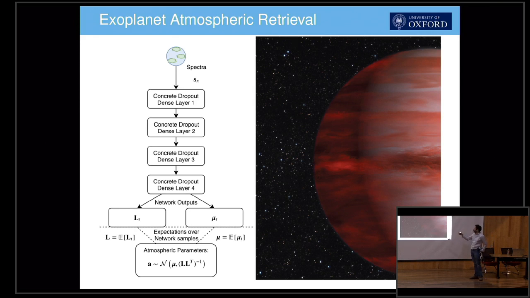build a model that takes a spectrum and feeds it through some dropout layers. It's not important what concrete dropout is. It spits out the mean for the atmospheric parameters and the covariance matrix. So basically, we learn the observation noise in the data as well. So we have a heteroscedastic model over here, and then we draw atmospheric parameters.